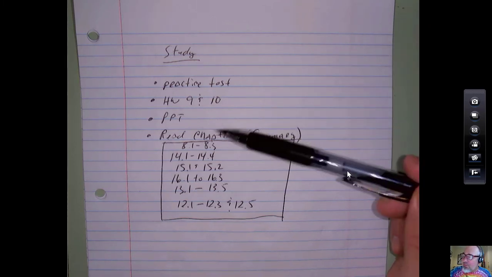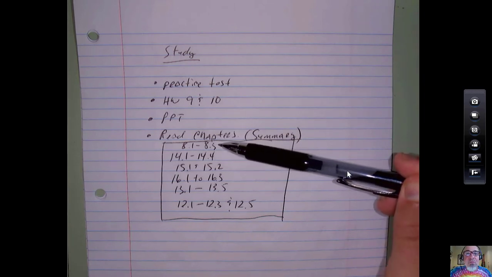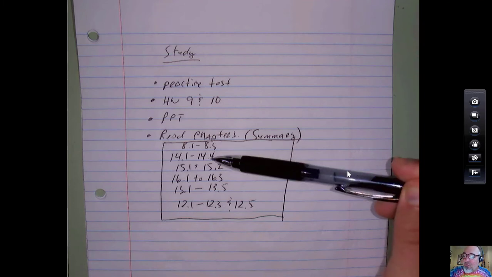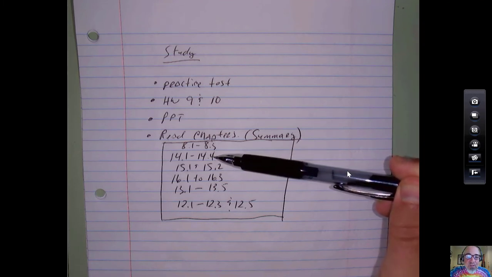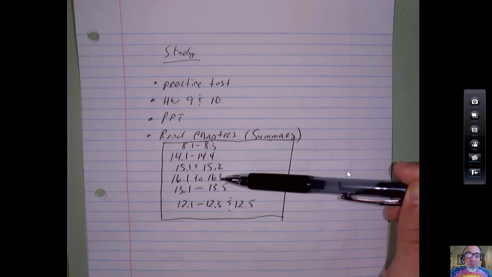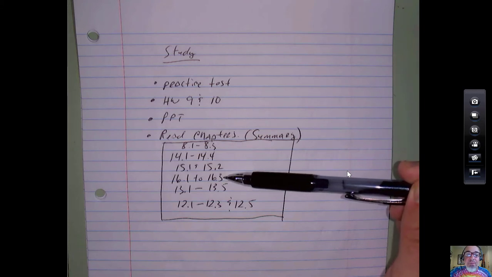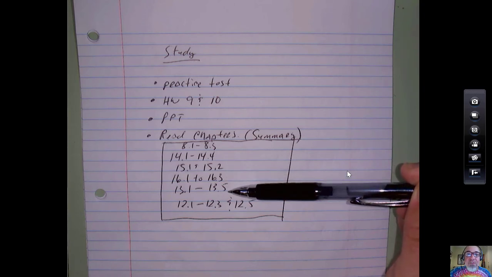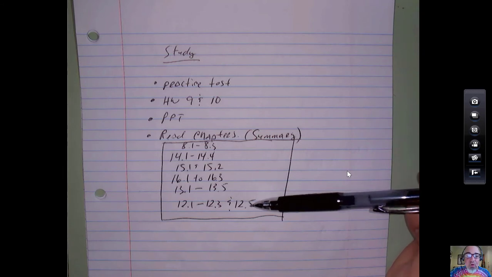Just to refresh your memory: 8.1 through 8.3, balancing forces and torques. 14.1 through 14.4, simple harmonic motion, mass oscillating on a spring. We did not do pendulums, we did mass on a spring. 15.1 and 15.2, an introduction to standing waves. 16.1 to 16.3, standing waves on a string, like a guitar string or piano string. 13.1 through 13.5, the fluids chapter. We didn't do the entirety of chapter 13, but the first 5 sections.